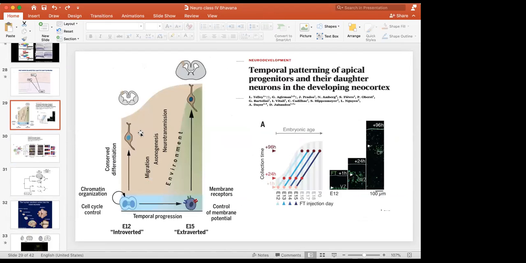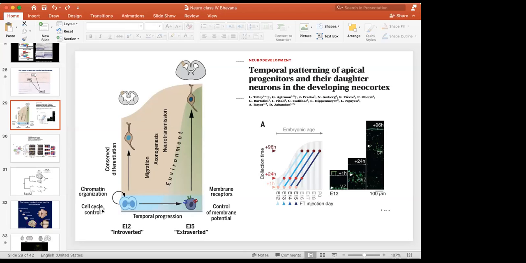Very briefly, I walked you through the understanding of the temporal patterning of the progenitors, from say embryonic day 12 to 15, both across the temporal axis and across the radial axis, right? I told you how the molecular signatures changed, going from cell intrinsic to cell extrinsic. They call them introverted and extroverted.